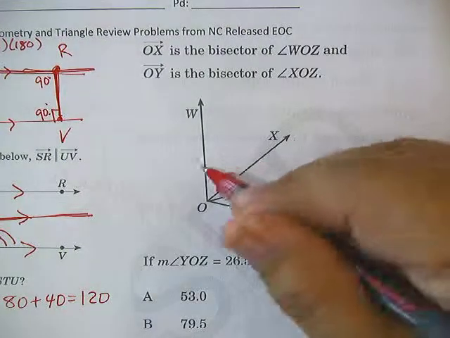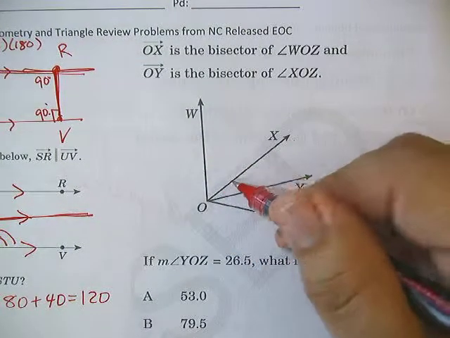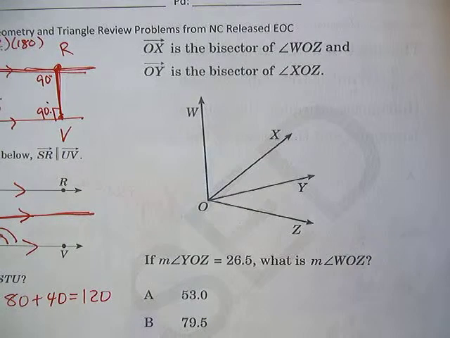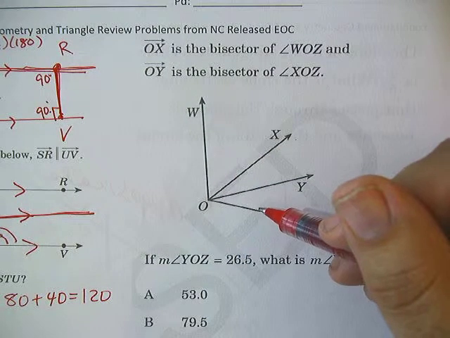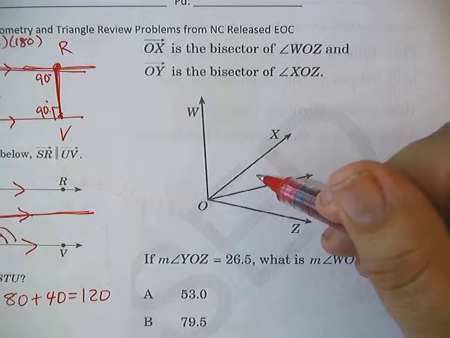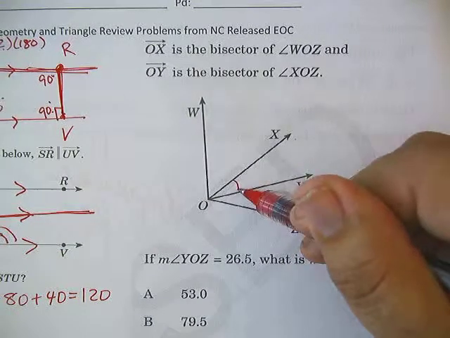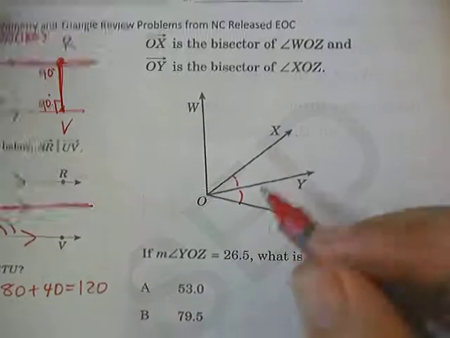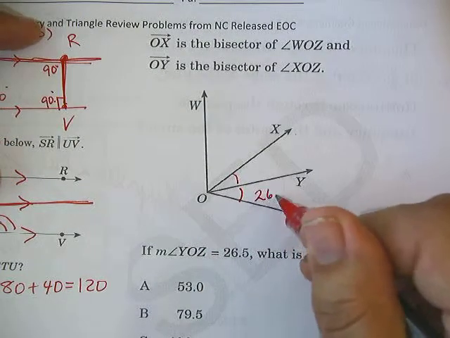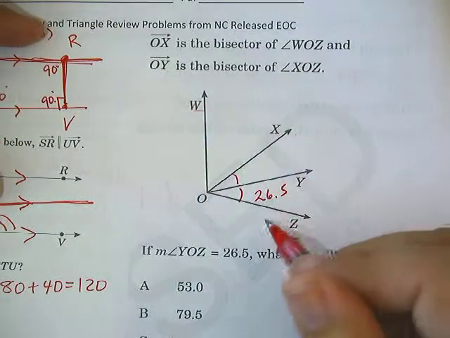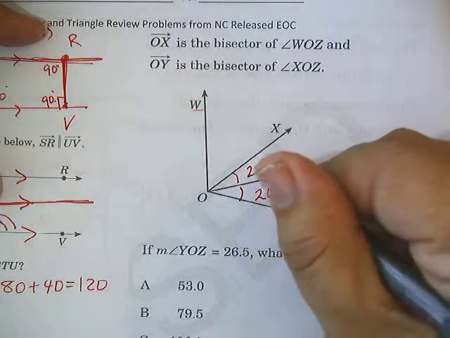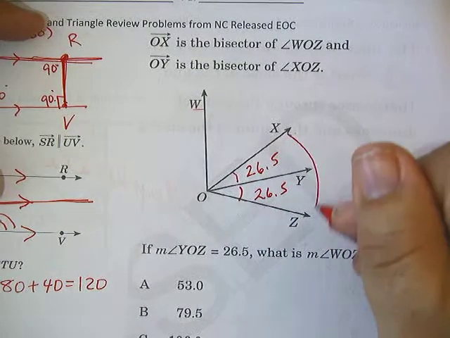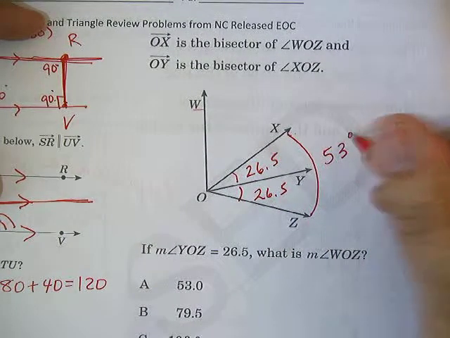OX is the bisector of this angle. So what that tells me is this angle equals that angle. OY is the bisector of this angle, XOZ. So that tells me these two angles, as they are drawn, are congruent. They tell me that YOZ is 26.5, and they want to know this whole angle. Well, if these two are congruent, that means this angle's 53 degrees.